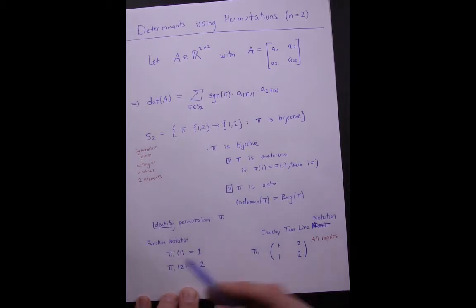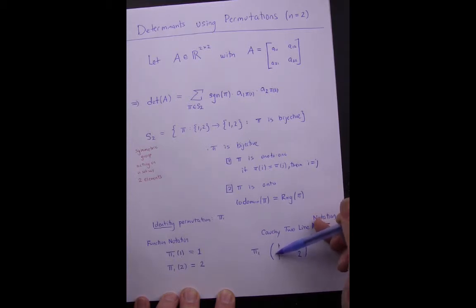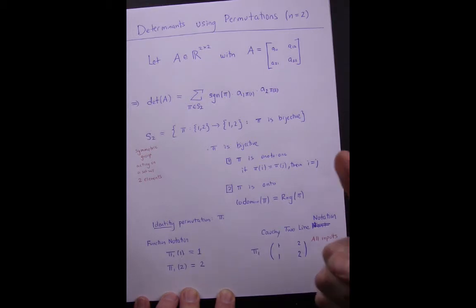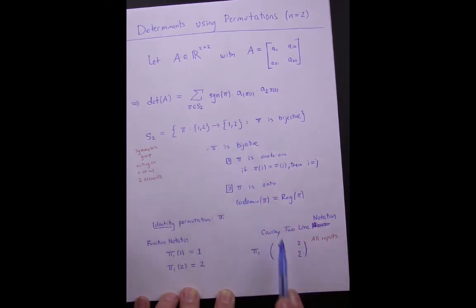Notice this permutation satisfies our 2 definitions. For each input, there is a unique output. The number 1 shows up in an output only once. The number 2 shows up in an output only once. And all elements of my codomain are also in my range. 2 has a preimage, 1 has a preimage.